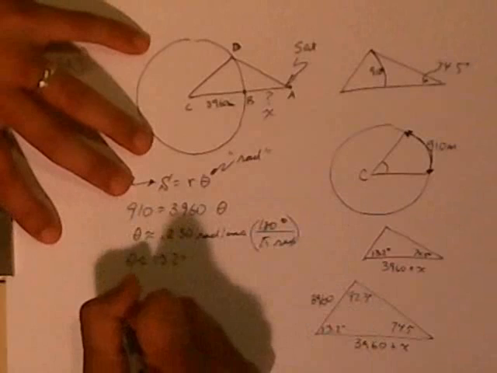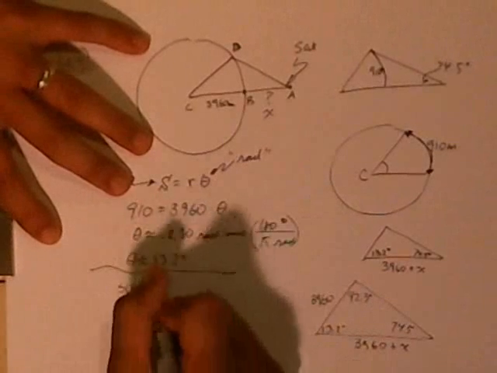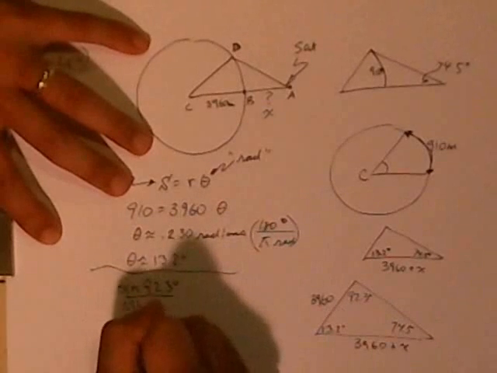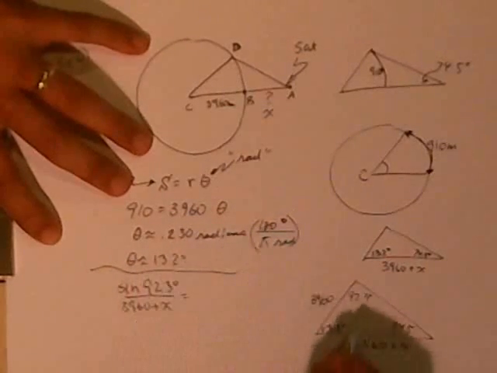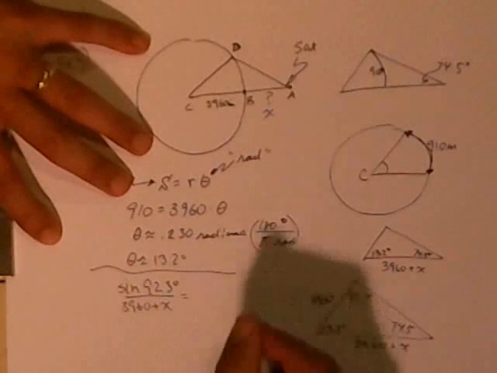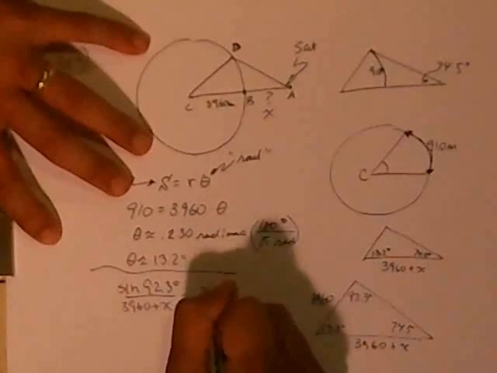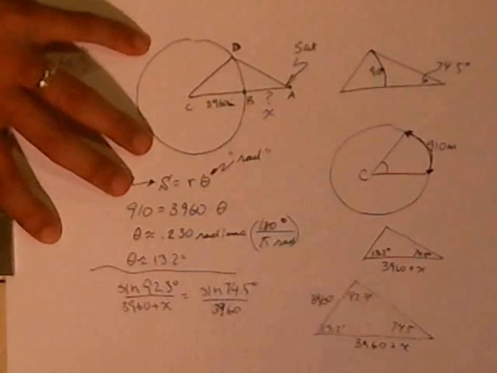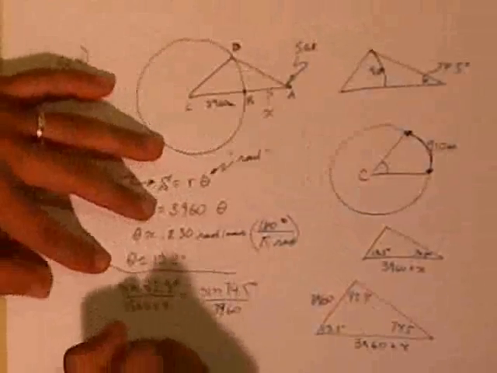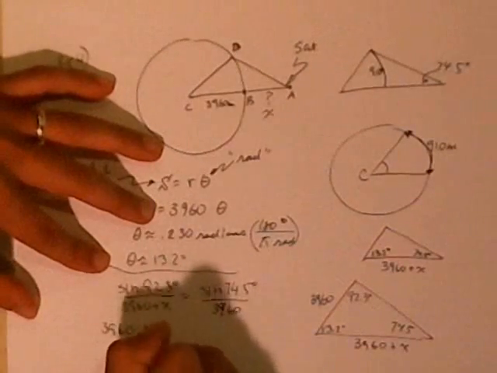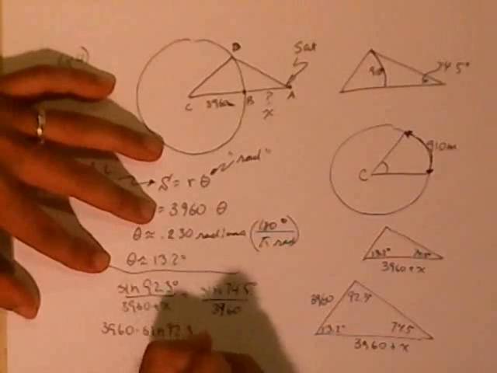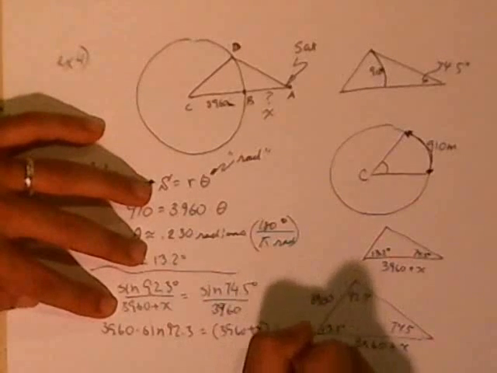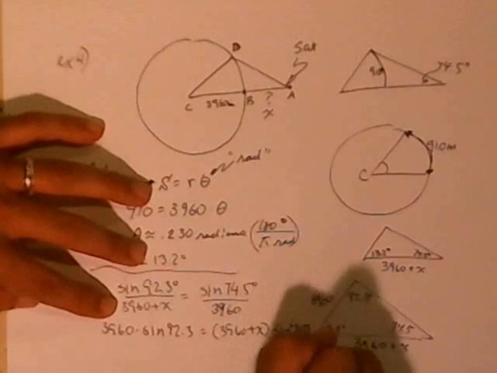Sine of 92.3 degrees divided by the opposite side, 3960 plus x, is equal to sine of 74.5 over the opposite side, sine of 74.5 degrees over 3960. We cross multiply, you get 3960 times the sine of 92.3 is equal to 3960 plus x times the sine of 74.5.